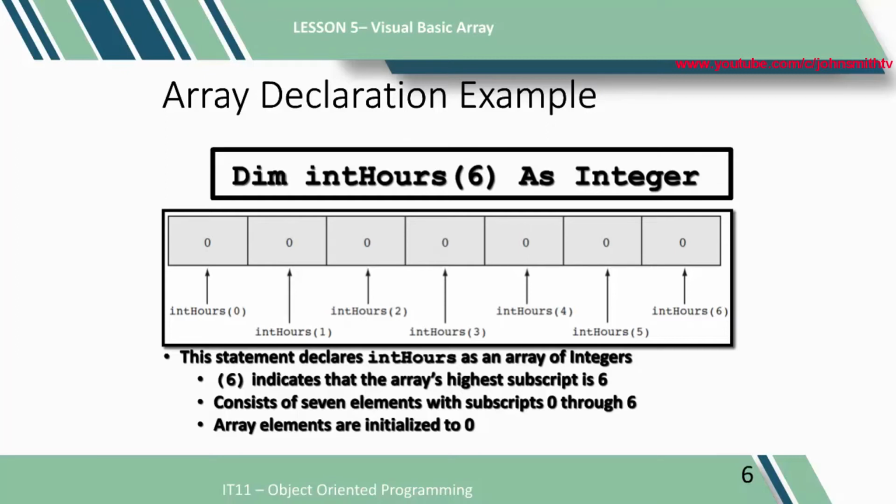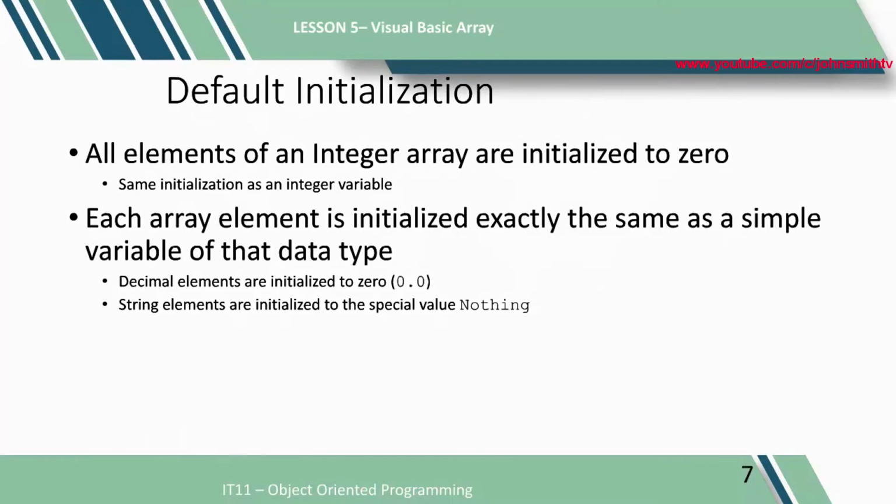The figure shows that numeric array elements are initialized to the value 0. All elements of an integer array are initialized to 0. Same initialization as an integer variable. Each array element is initialized exactly the same as a simple variable of that data type. Decimal elements are initialized to 0. String elements are initialized to the special value Nothing.